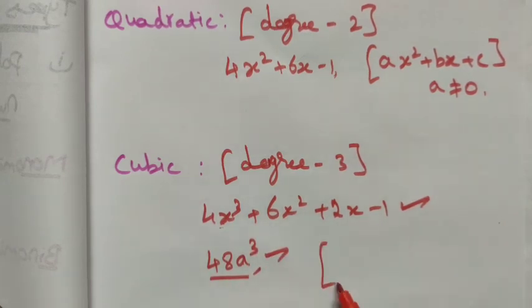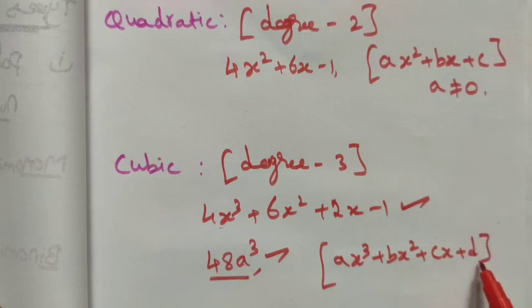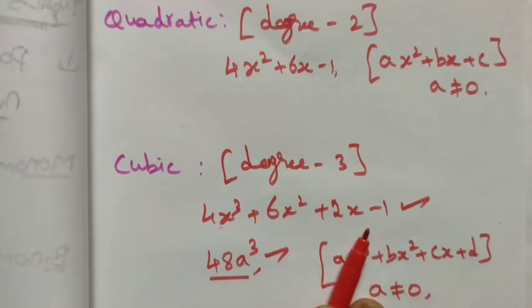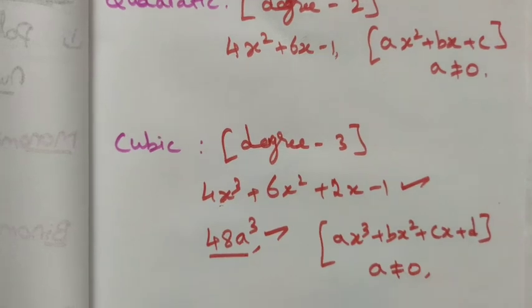In general, we write ax cube plus bx square plus cx plus d as the general form of the cubic polynomial. Here a is not equal to 0. Surely a is not equal to 0. If a is equal to 0, the whole term becomes 0. Then bx square plus cx plus d turns into a quadratic polynomial, as the power is 2. That's why we state the condition a is not equal to 0.